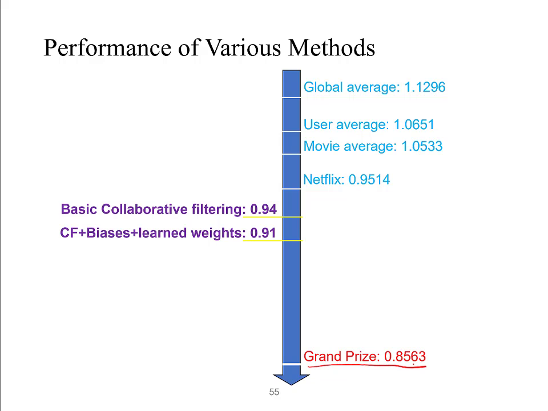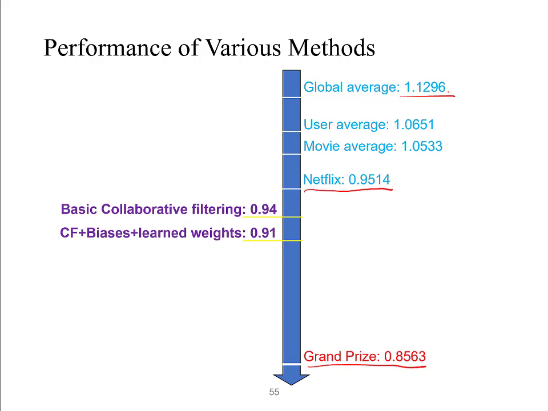The winner actually achieves an RMSE of 0.85, and the Netflix baseline is 0.95. So if we use a global average, which means instead of doing a prediction, we just sum all the ratings and take the average, and use the average as the prediction. If we do that, the RMSE would be this large.